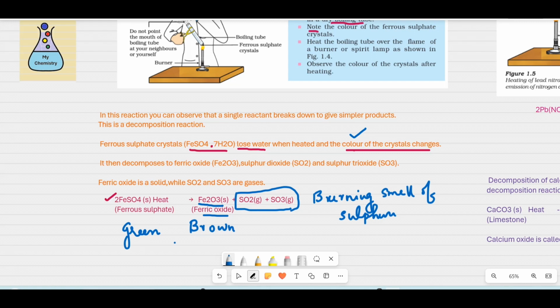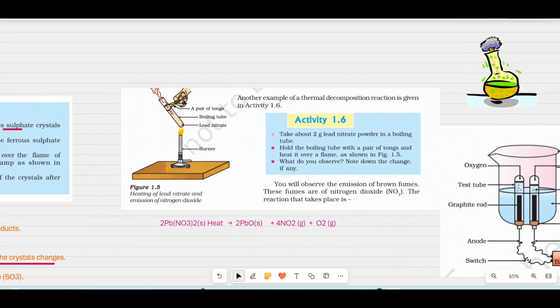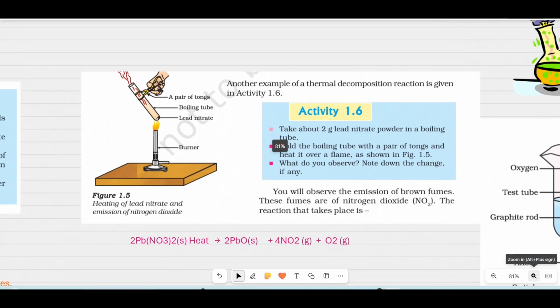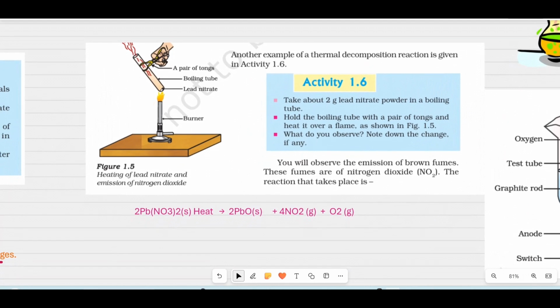Okay, now let us move to the next experiment. That's again a textbook experiment, the decomposition of lead nitrate. Take 2 grams of lead nitrate in a boiling tube again, and then hold the boiling tube with a pair of tongs, to avoid any danger, because when you heat it the tube will become hot and you may feel the heat. That's why you need to hold the boiling tube with a pair of tongs.